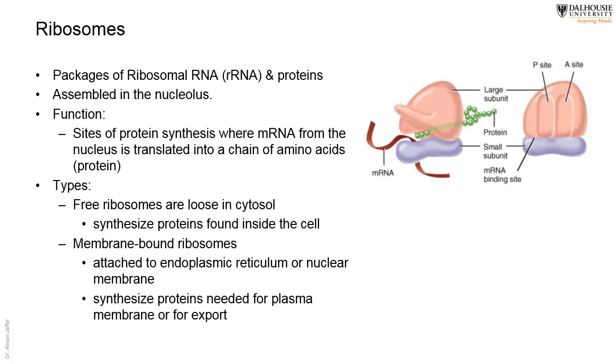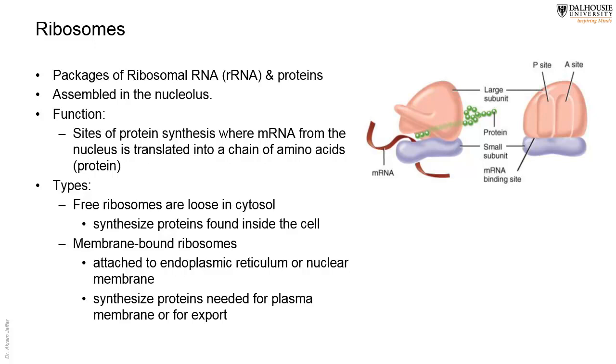These ribosomes are formed of another type of nucleic acid, which is called ribosomal RNA. So they are packages of ribosomal RNA and proteins. As you can see, each of these ribosomes is formed of two units: a large subunit and a small subunit. Together, the subunits form the ribosome, and the ribosome chemically is formed of ribosomal RNA and protein. These ribosomes are produced in the nucleolus, and they move through the pores of the nuclear envelope to reach the cytoplasm.